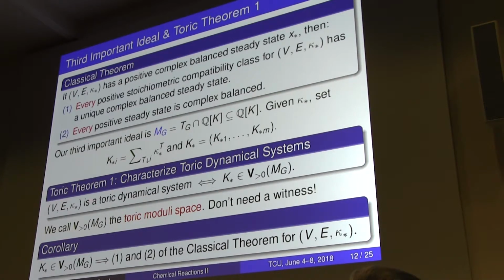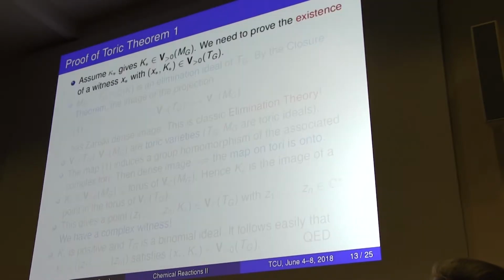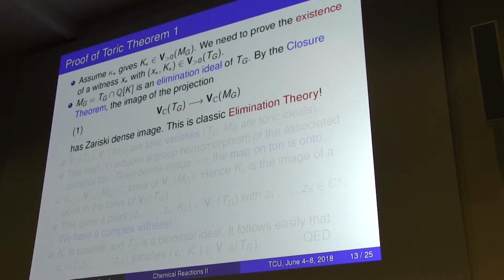So the question is, why does this guarantee the existence of a witness? And so let's do that. So here's what we have, and I'm going to prove one direction. Suppose I have some choice of rate constant so that this guy is actually in the variety of this ideal. So I want to prove the existence of a witness, and in this case the witness has to land in here, and so in particular my witness needs to have positive entries. It has to be a complex balanced solution with positive entries. So how do we do that?